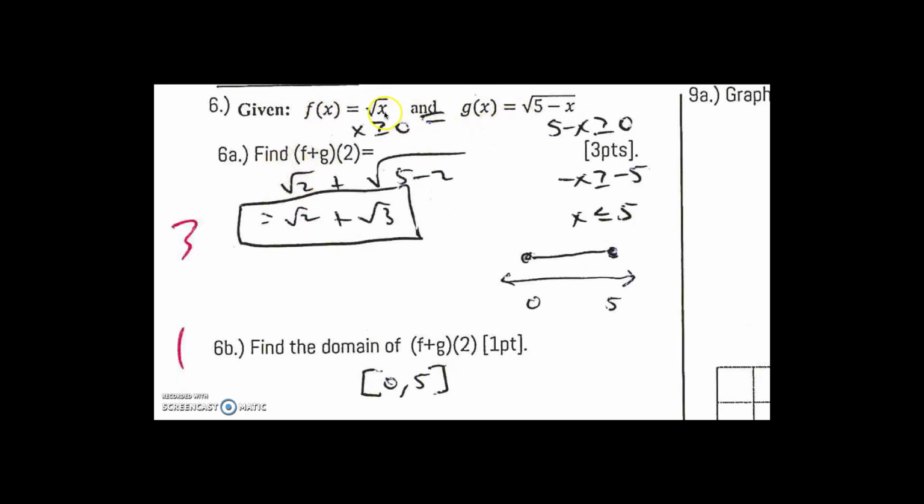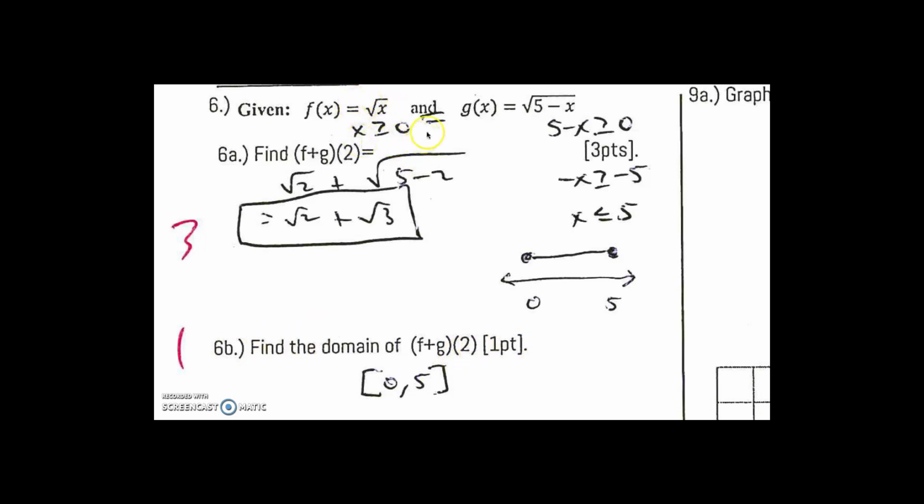You realize that you can't add the square root of x and the square root of 5 minus x. So what you can do here is just substitute in your numbers. That tells you your x value is 2 here. Put in your 2 for your x, 5 minus 2 is 3. Notice these are not like terms, and then you have the square root of 2 plus the square root of 3 is your exact answer.